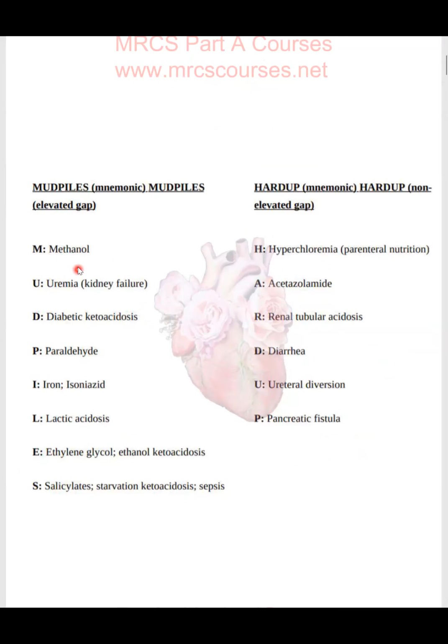Acids like methanol, uremia in kidney failure, uric acid, I mean, diabetic ketoacidosis, paraldehyde toxicity, isoniazid toxicity, lactic acidosis, ethylene glycol, and ethanol ketoacidosis. Salicylates, starvation ketoacidosis, and sepsis. All of that called MUDPILES. This is the mnemonic, okay?